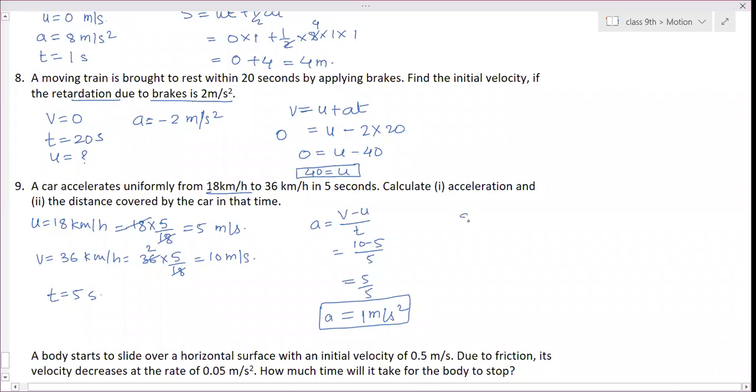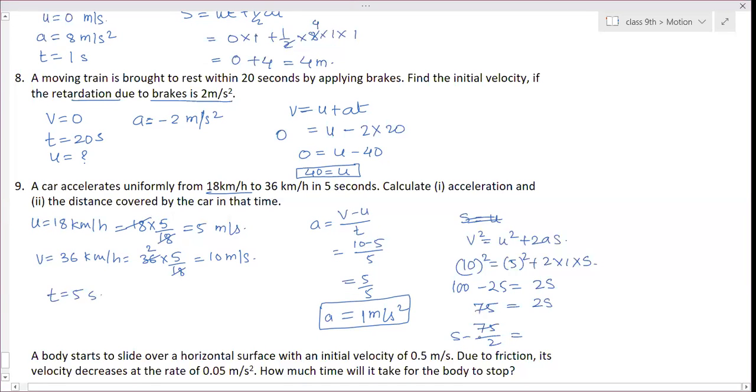And then distance covered. s is equal to, you can use s is equal to ut plus half at square, or you can use v square is equal to u square plus 2as. v is 10, 10 square is equal to 5 square plus 2 into 1 into s. 100 minus 25 is equal to 2s. 75 is equal to 2s. So s is equal to 75 by 2, that is 37.5 meters.